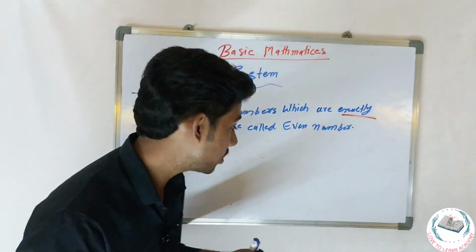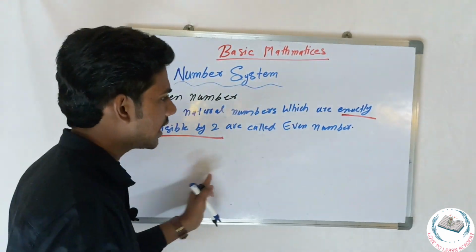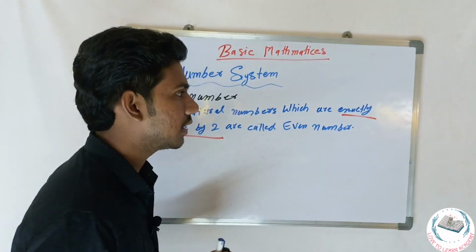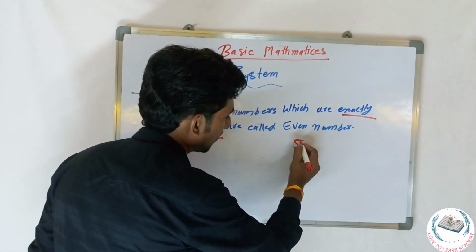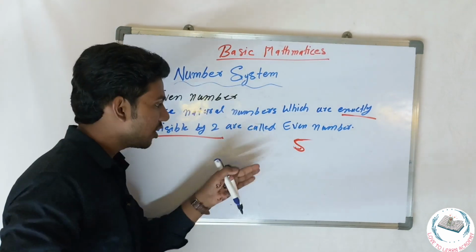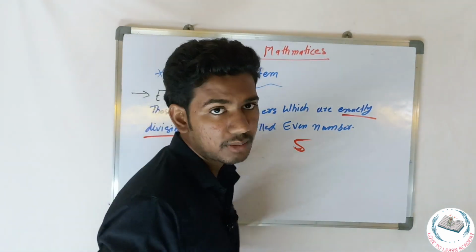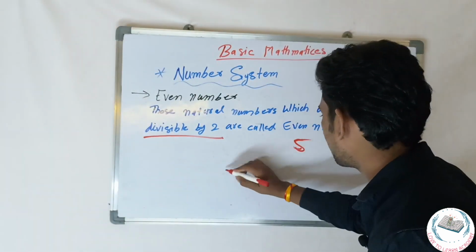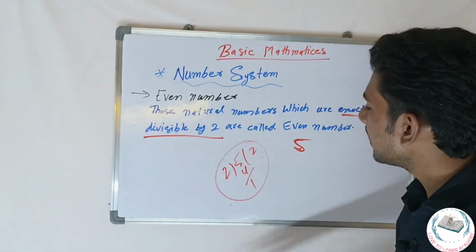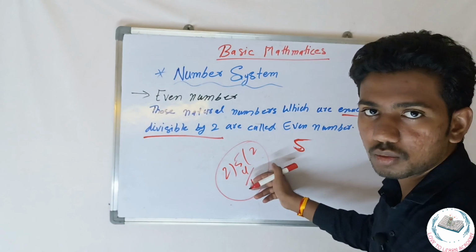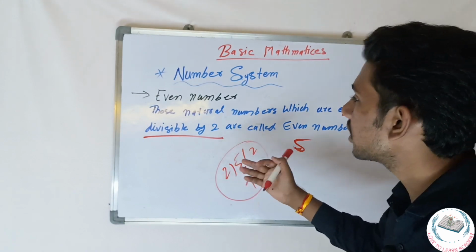Suppose I write here even numbers. First I write examples of even numbers. I can ask you some questions. If I give you 5, can you tell me whether it will be divisible by 2? No. If you divide 5, it is not divisible by 2. So you can say this is not an even number.